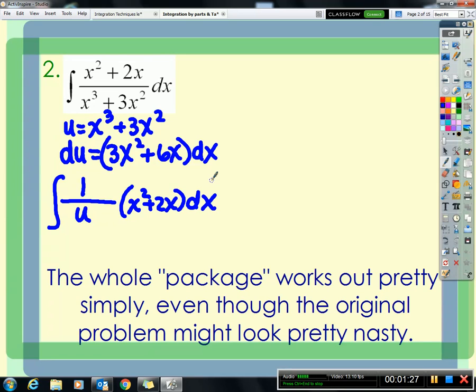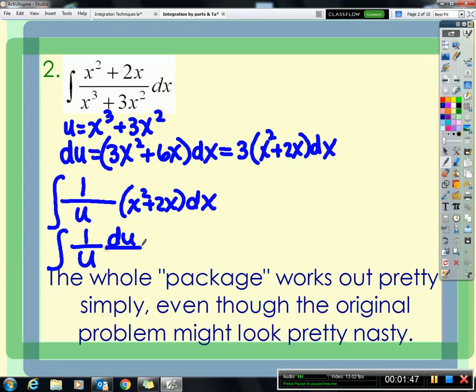somehow with just u's? So I'll look back up at my du term and realize if I simply factor out 3, I'll have x squared plus 2x dx, which means I could rewrite my integral as 1 over u, and the x squared plus 2x dx is going to be du all divided by 3. And so you know that a more usable way of writing this integral is 1/3 times the integral of 1 over u du. And you know how to integrate that now using ln of the absolute value of u. So on both of these problems, the package works out pretty nicely. I'm giving you everything you need.